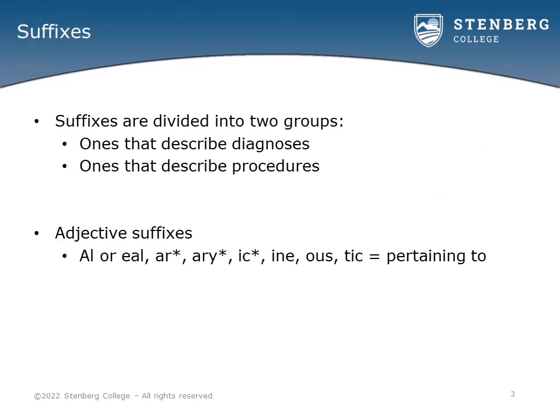This section is an introduction to suffixes. All medical terms will have a suffix that attaches to a root. Suffixes are divided into two major groups: diagnostic suffixes and procedural suffixes. And when a suffix does not point to either of these two groups, most often it will be given the label an adjective suffix.